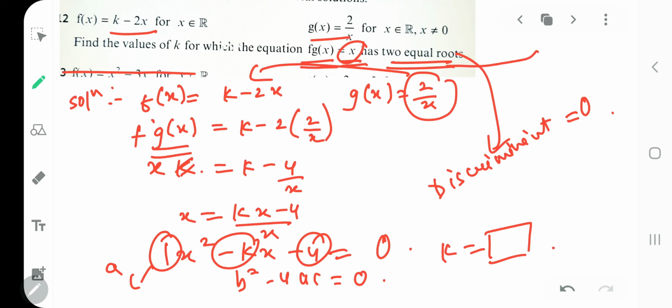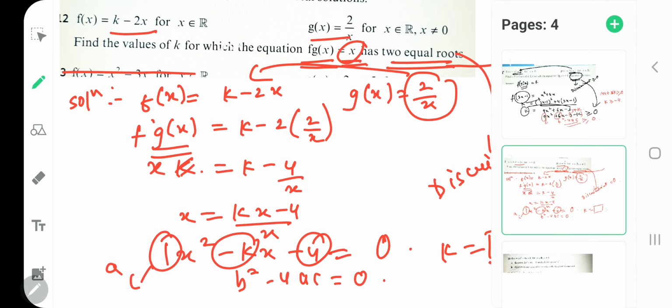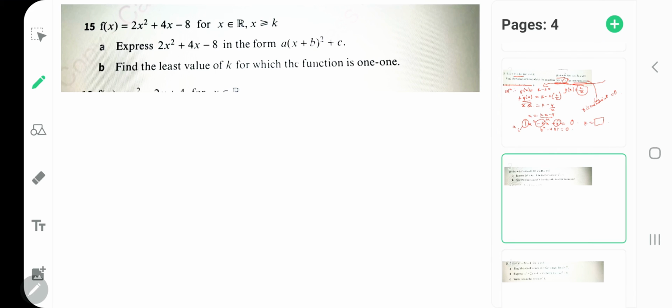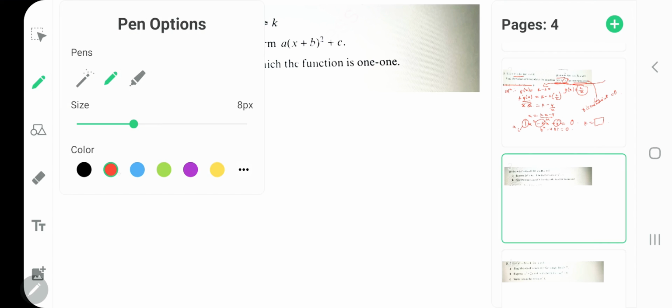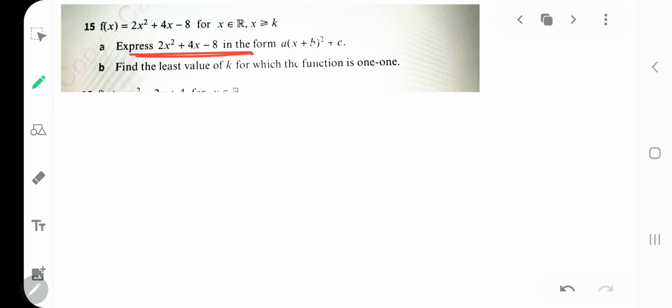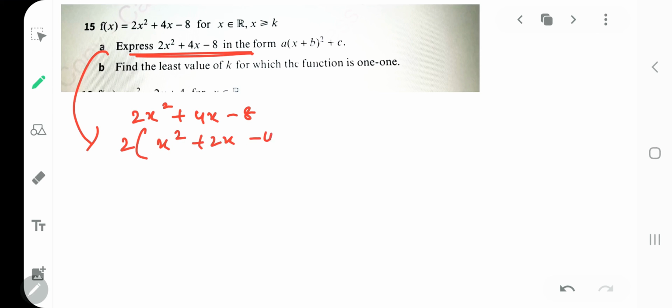Okay, our next problem. Let's see what we have here. We have f(x) = 2x square plus 4x minus 8 for x belonging to real numbers and x greater than or equal to k. First, express this in the form a(x plus b) whole square plus c. In my previous video also you have seen how we solve this. 2x square plus 4x minus 8. How will you put it, my dear kids? Can we take 2 common? So that will be 2 times x square plus 2x minus 4.